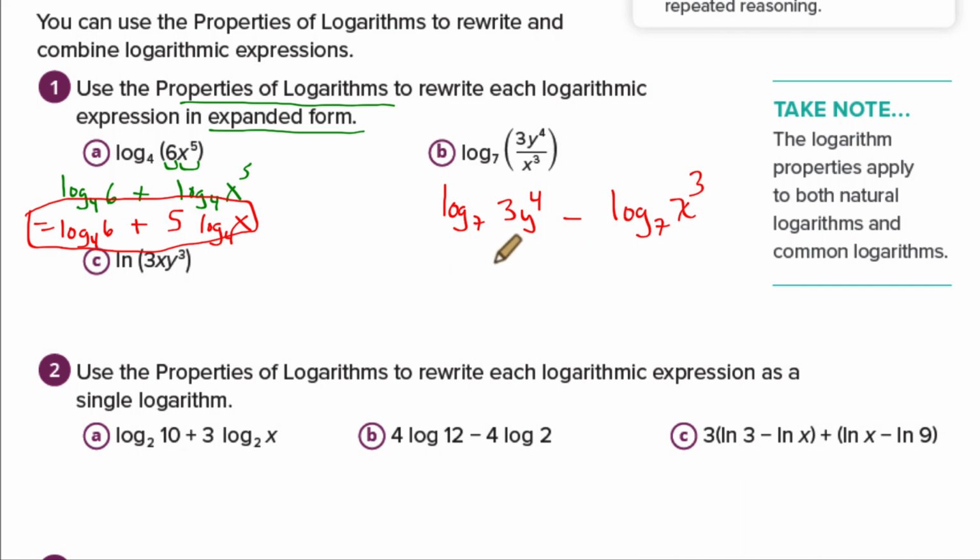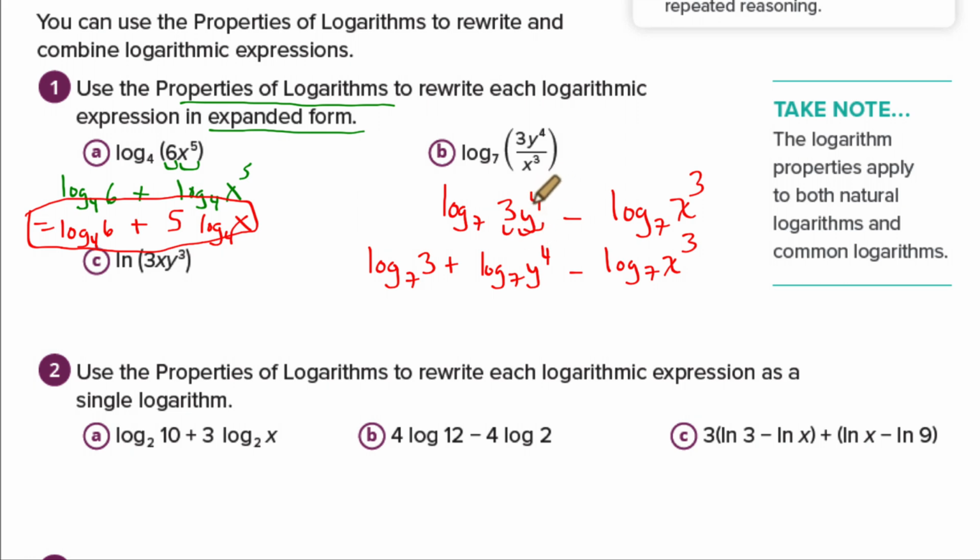Now, as I do this, look what I notice. There's a product here. We have a 3 and we have a y to the 4th. So I'm going to break this log up. So log base 7 of 3 plus log base 7 of y to the 4th. And then we're going to subtract our log base 7 of x to the 3rd. We have one more step. We're going to bring both of those exponents down in front.